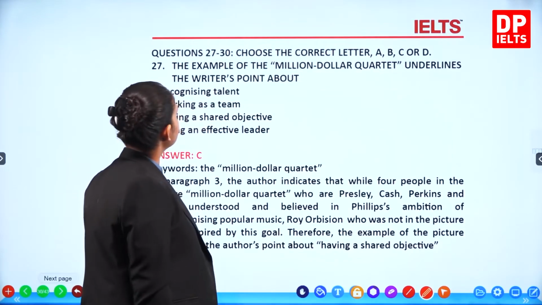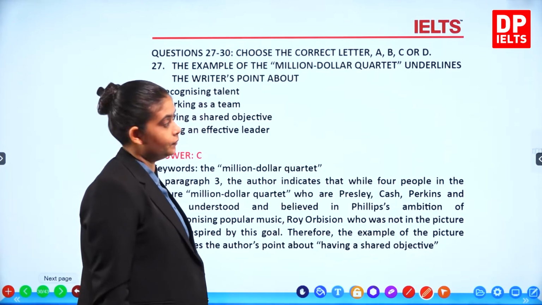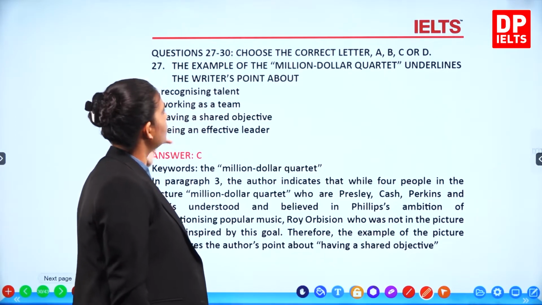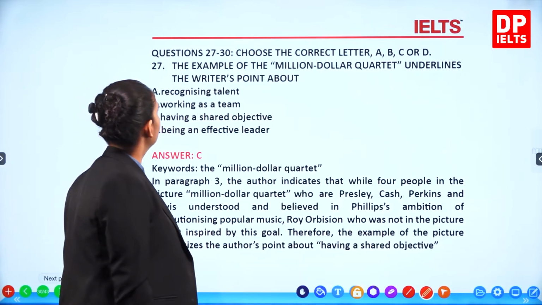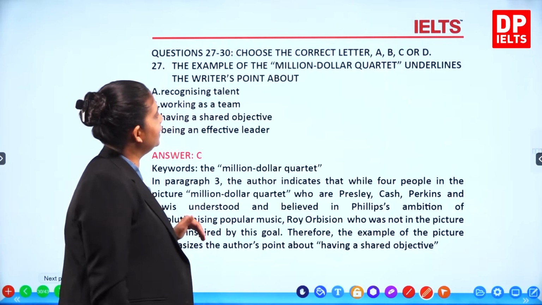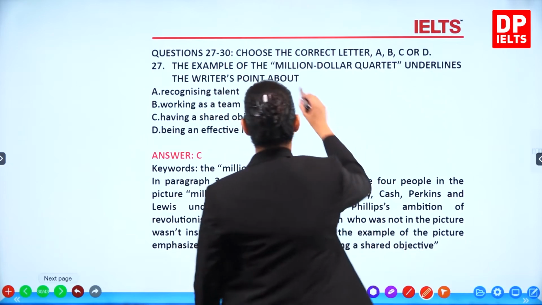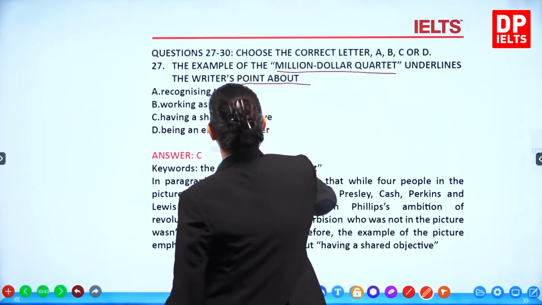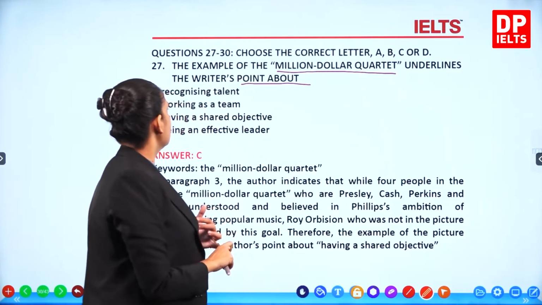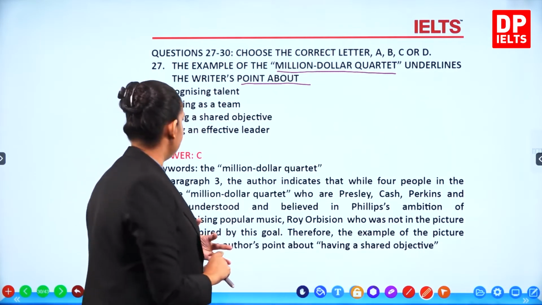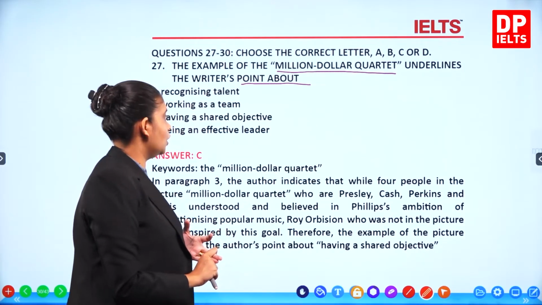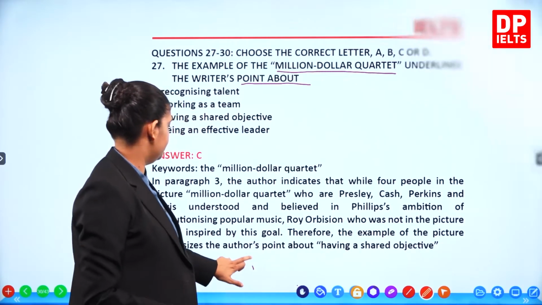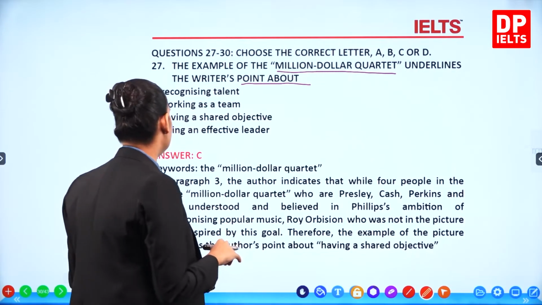Question number 27 to 30. Choose the correct letter A, B, C or D. The example of the $1 million quartet underlines the writer's points about what? A. Recognizing talent. B. Working as a team. C. Having a shared objective. D. Being an effective leader. Right, so let's have a look at the keywords.